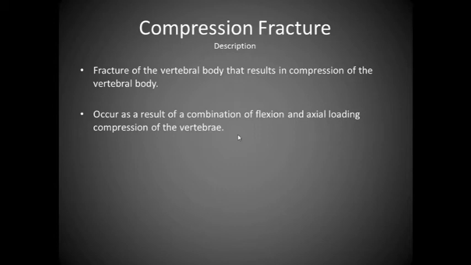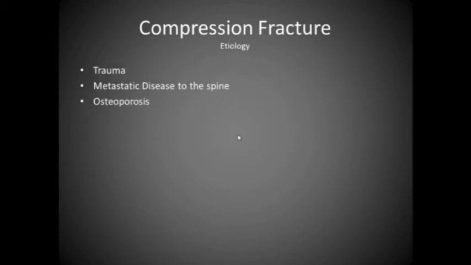So that brings us to a compression fracture. These are not uncommon at all. Compression fracture is a fracture of the vertebral body that results in compression of the vertebral body. It occurs as a result of a combination of flexion and axial loading to compress the vertebrae. It can result from trauma, metastatic disease to the spine, and osteoporosis.